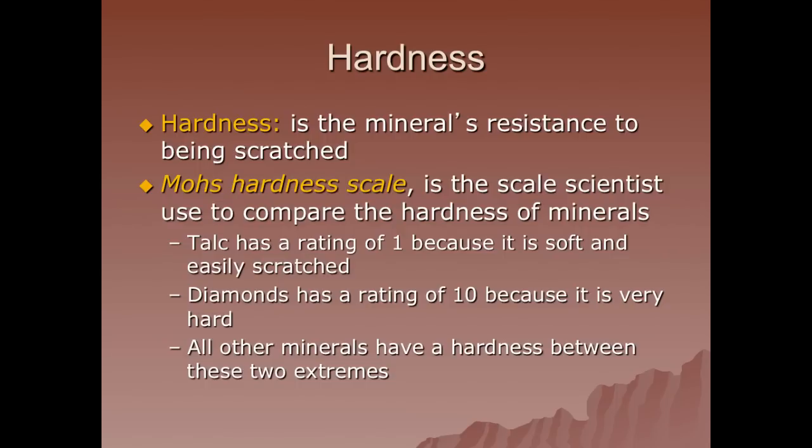Now, you've probably heard that a diamond is the hardest material on Earth. Nothing can scratch a diamond because a diamond is a 10 on the Mohs hardness scale. All other minerals are going to have a hardness between these two extremes. So the Mohs hardness scale goes from 1 to 10, 1 being easily scratched and 10 being the hardest to scratch, or almost impossible to scratch.